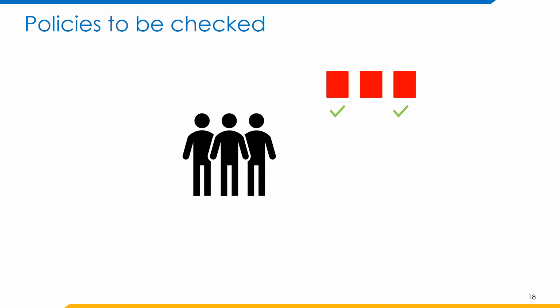Sometimes it's desired that we check only for specific policy violations. The policies to be checked option helps us to specify only those violations that are to be checked against.